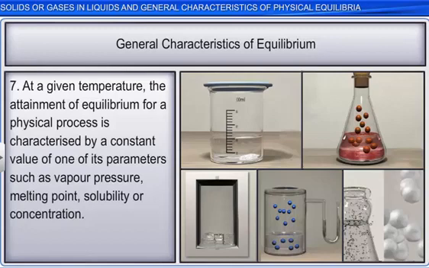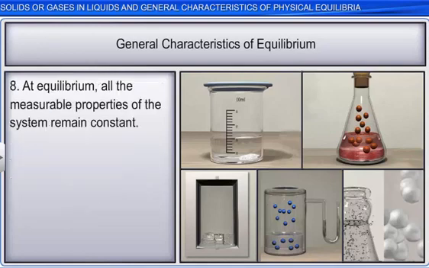At equilibrium, all the measurable properties of the system remain constant. For example, for the solubility of solids in liquids, the solubility remains constant at a given temperature.